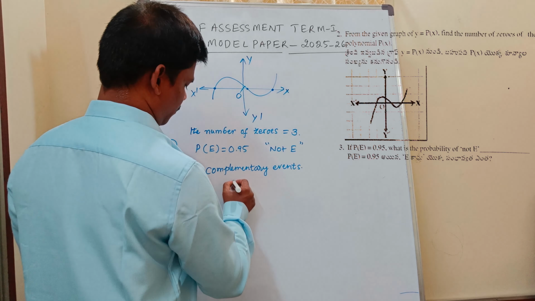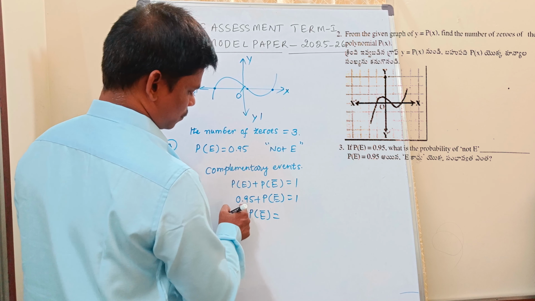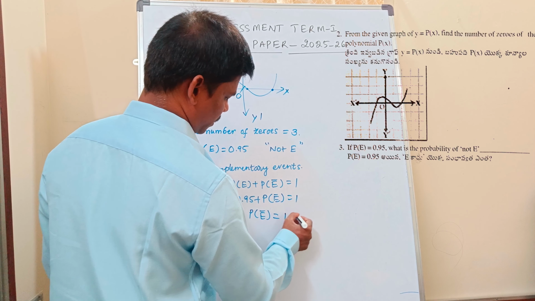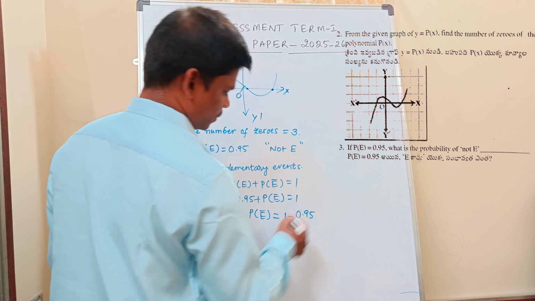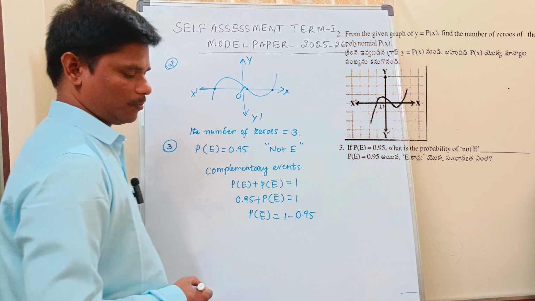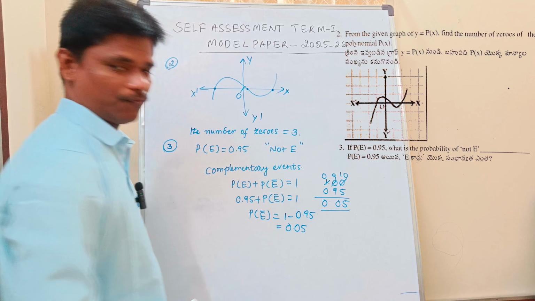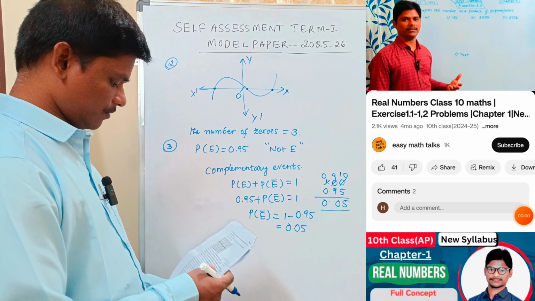So p of E bar is equal to 1 minus 0.95, transposing this side. Subtract: 10 minus 5 is 5, 10 minus 9 is 1 minus... so 0.05. So our answer is 0.05.